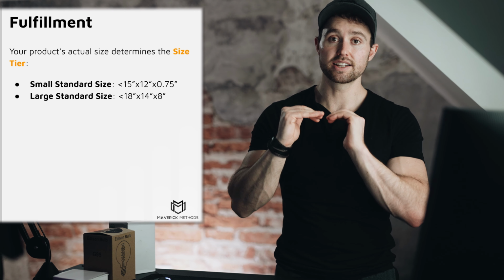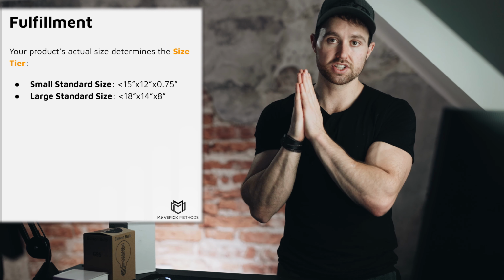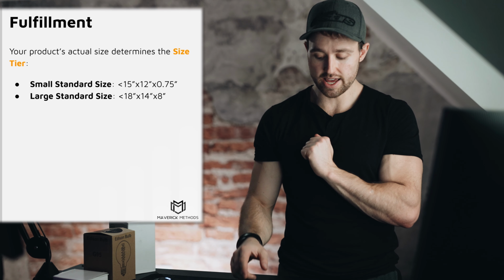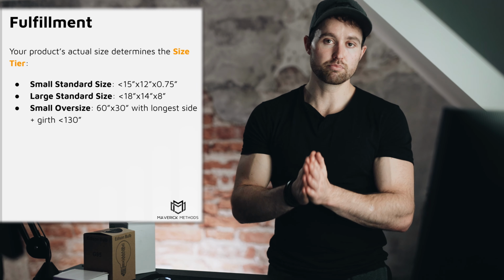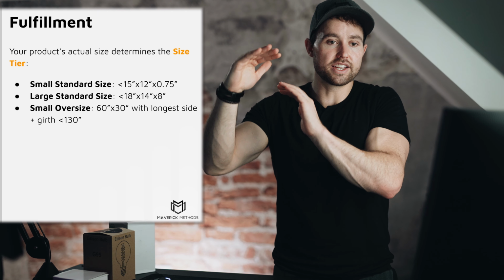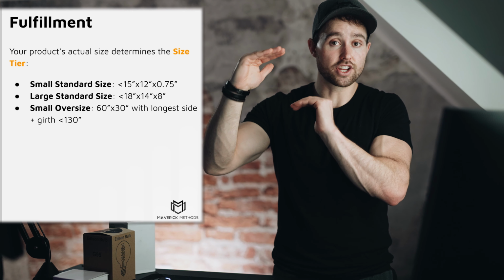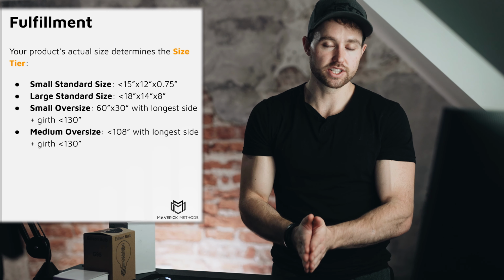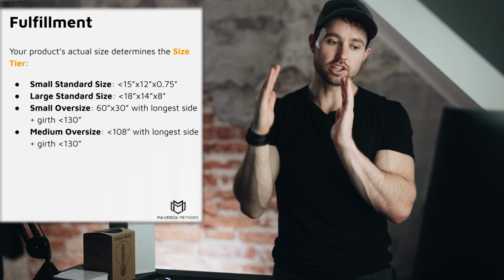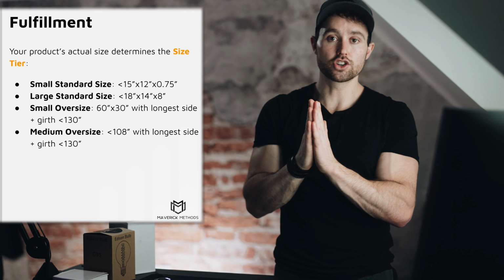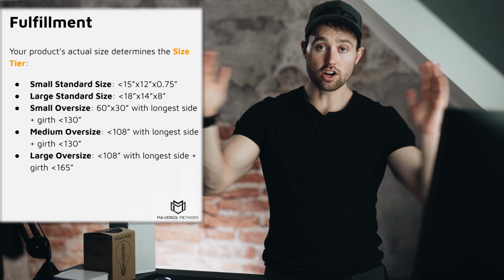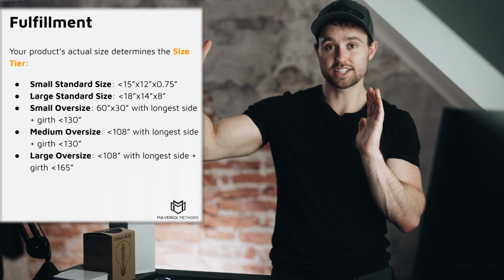Private label sellers usually land in the next category up, large standard size. And you're going to fall in here if your product is under 18 by 14 by 8. Small oversize is when your product measures beneath 60 inches by 30 inches, and the longer side plus girth is below 130 inches when those are added together. Next up is your medium oversize, and this is when the longest side of your product is beneath 108 inches and the longest side plus girth is under 130 inches. Then large oversize, again 108 inches longest side, but the longest side plus girth goes up to under 165 inches.